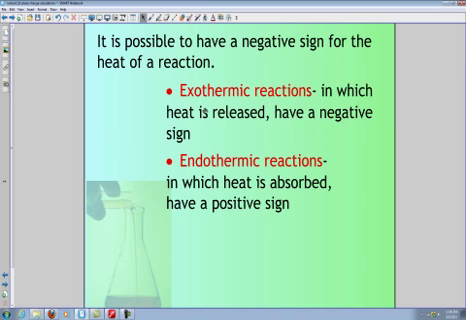That's a couple of definitions that we definitely need to know. It's exothermic if it has a negative sign, which means that heat is released. It's endothermic if it has a positive sign. Okay, exo means outside, endo means inside. So exo means the heat's being given out, endo means that the heat is being pulled in.